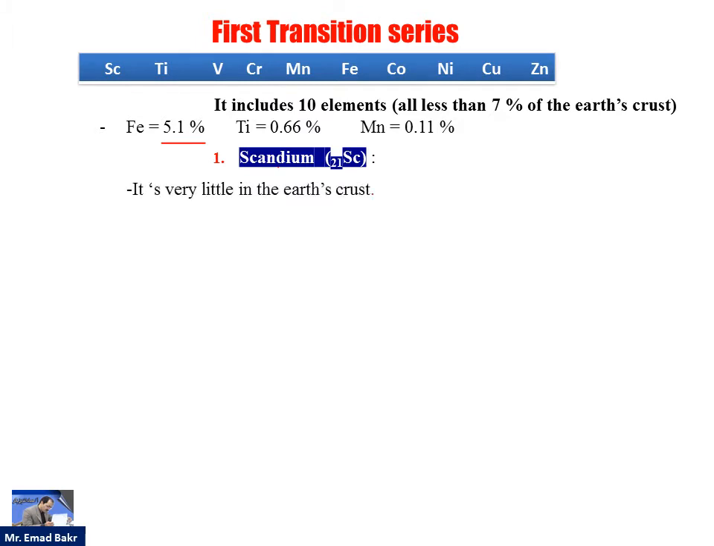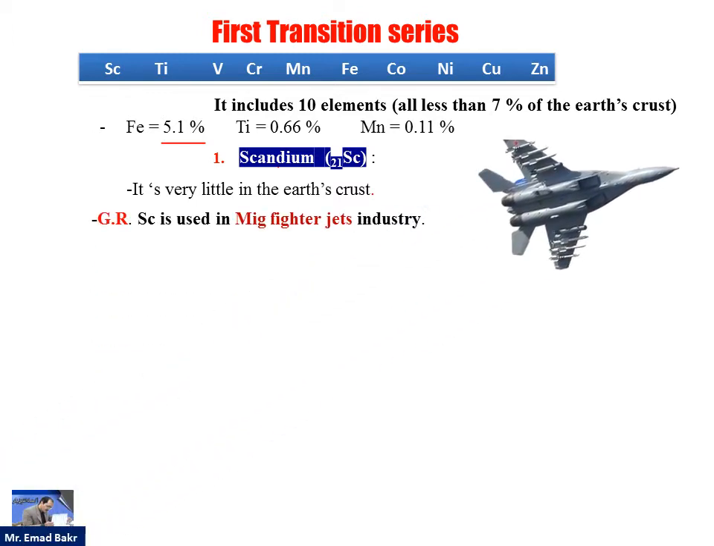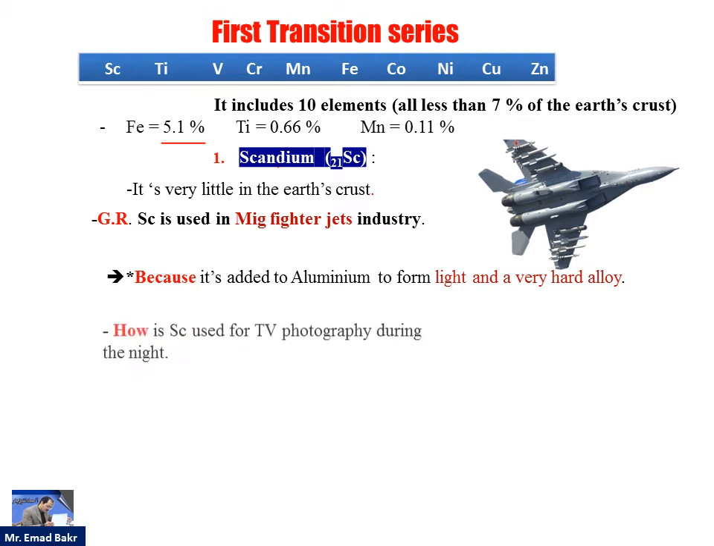Scandium is very little in the Earth's crust. Its percentage is very small. Give reason, scandium is used in the MiG fighter jet industry. Why? Because it's added to aluminium to form a light and very hard alloy. They say scandium and aluminium form a very hard and light alloy.